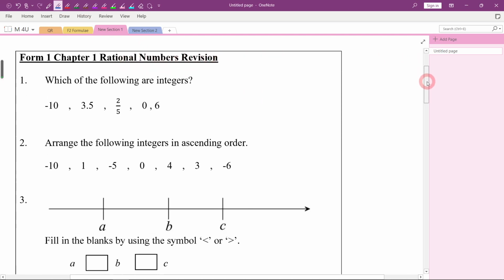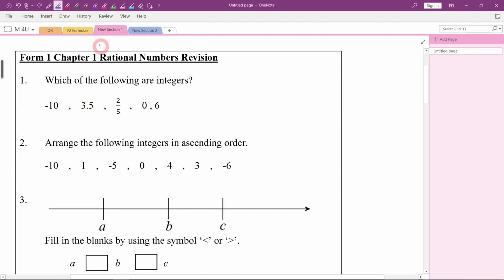So I would suggest you to pause the video whenever you see the question, try it on your own first. If you get the answer correctly, you just skip to the next question, so it will save your time. It is very important that you try to solve it yourself. Don't just listen to me without trying yourself. Okay, now let's look at the first question.